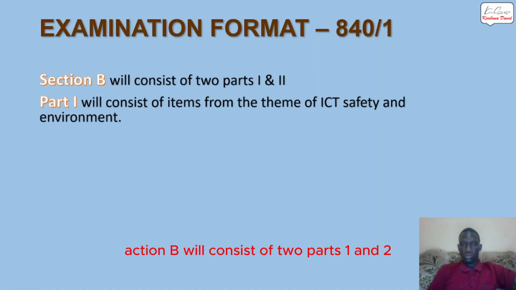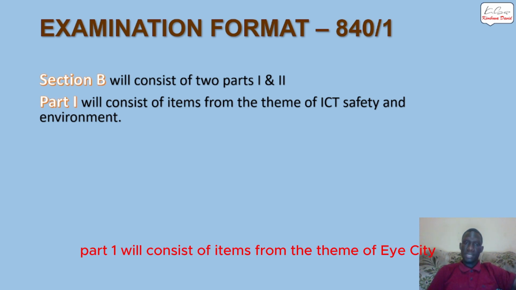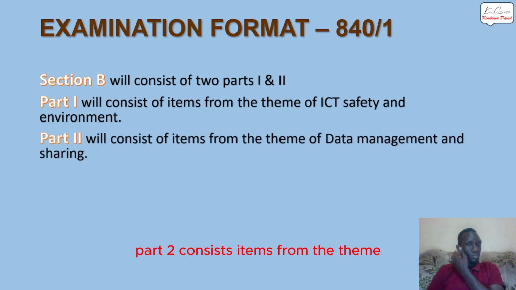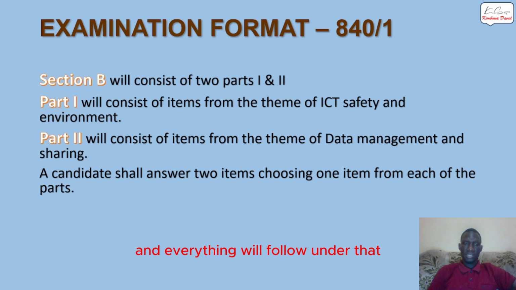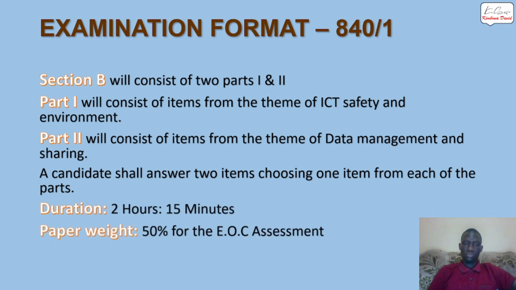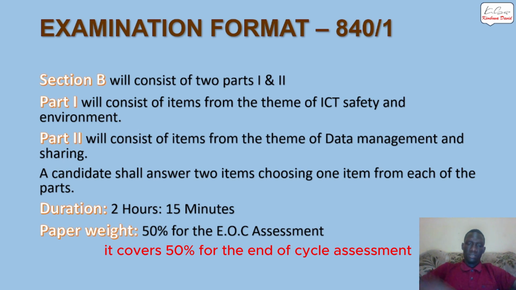Section B will consist of 2 parts, 1 and 2. Part 1 will consist of items from the theme of ICT safety and environment. Part 2 will consist of items from the theme data management and sharing, and everything will follow under that. A candidate shall answer 2 items, choosing 1 item from each of the parts, part 1 and 2. The paper will take 2 hours and 15 minutes. It covers 50% for the end of cycle assessment.